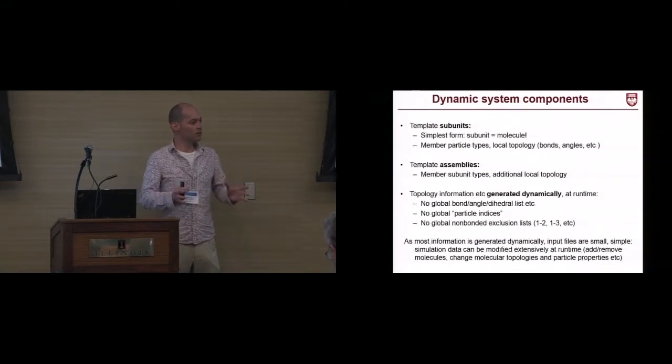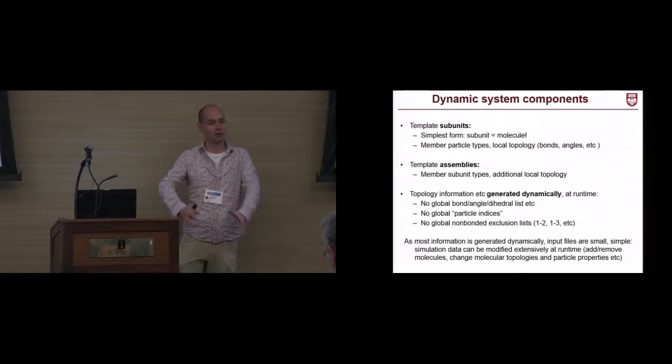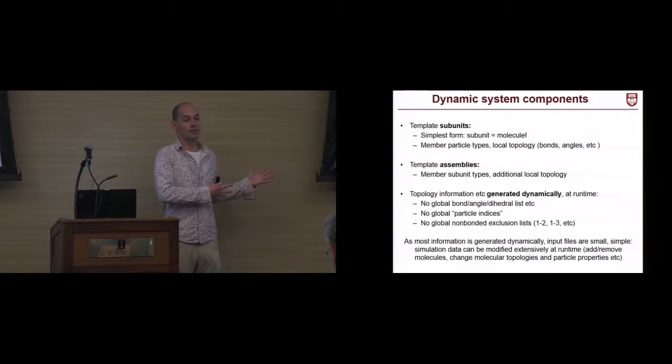And the advantage of doing this approach is we no longer have to have input files where you're exhaustively listing all of the bonds and all of the angles and all of the dihedrals and all these things in advance. The code calculates this stuff dynamically. So all you need is basically a definition of what the subunits are, what these assemblies might be, and the code will take care of it for you.